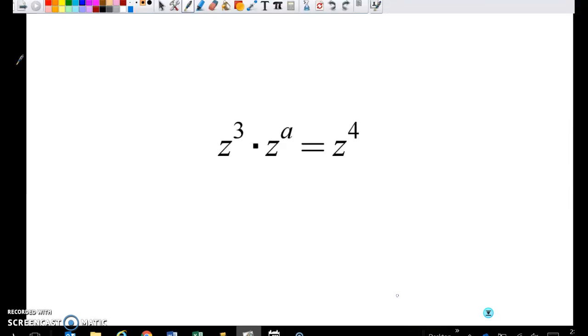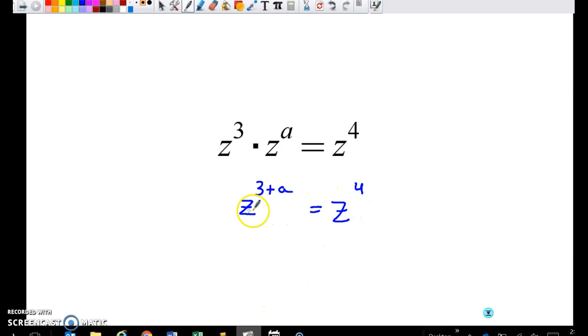This video is going to be about how to solve for a variable inside of an exponent when I'm multiplying or dividing with the same bases. Now, when I multiply by the same base, I just got done telling you that I will do what with the exponents? Add them. Now I have z to the 3 plus a equals z to the 4th.